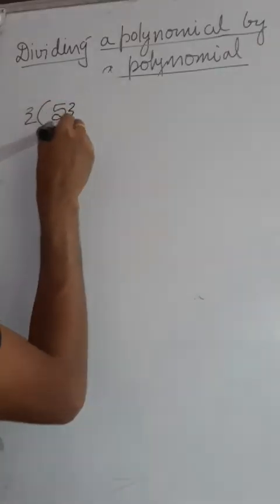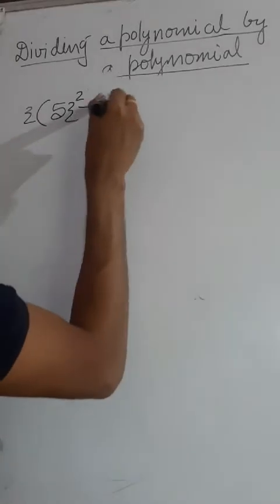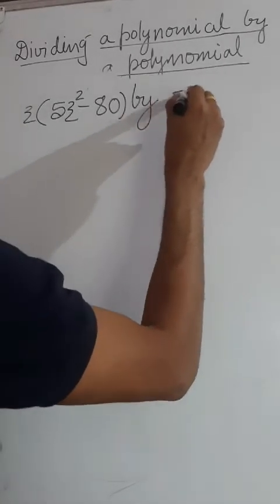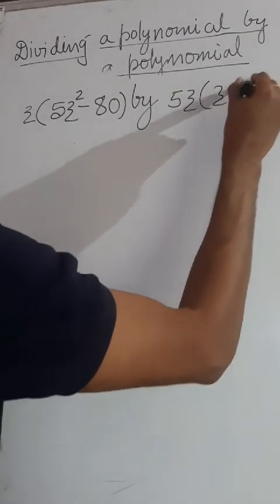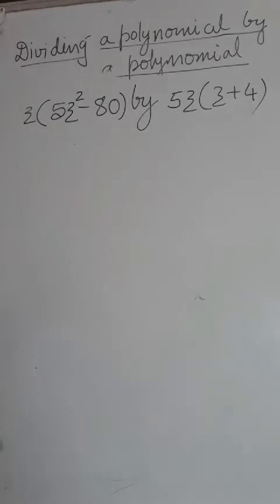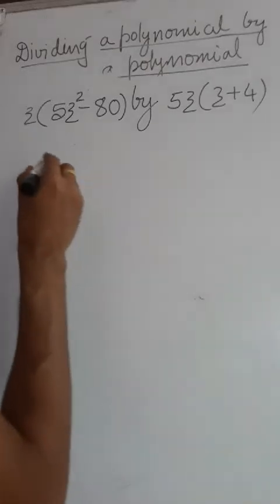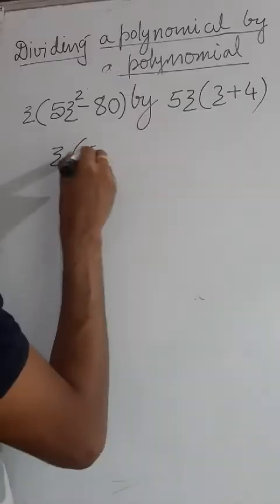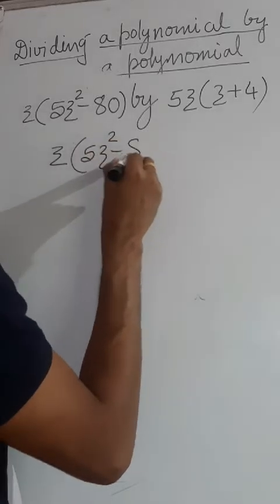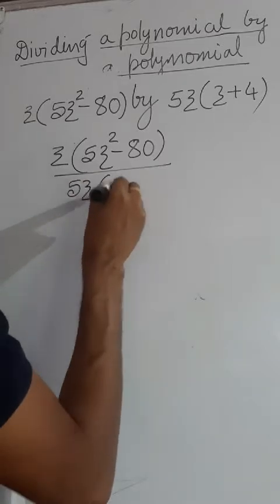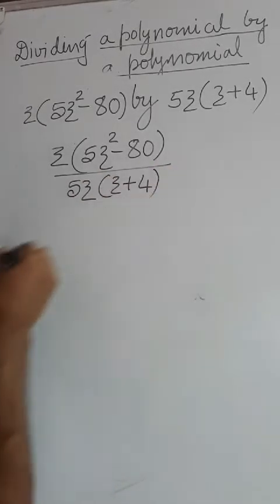Third sum, z of 5z square minus 80 by 5z of z plus 4. You need to divide z of 5z square minus 80 by 5z of z plus 4. First write it in that form, division form, z of 5z square minus 80. You need to divide it by 5z of z plus 4.